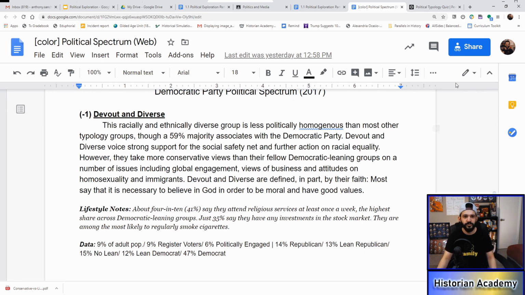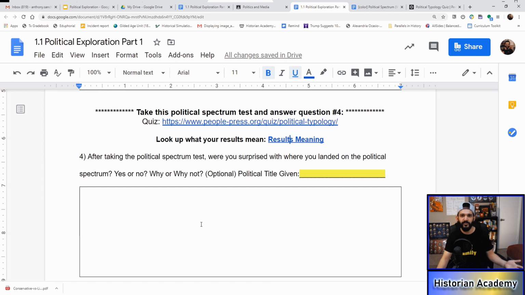Once you have read the short description, go back to the document and read number 4. After taking the political spectrum test, were you surprised with where you landed on the political spectrum? Yes or no? Why or why not? Optional: political title given. You can put the title that you got at the end of the test, and then explain whether or not you agree with it, or were you surprised with it? Does it align perfectly? What was something in the description or the lifestyle facts that you found surprising? Go ahead and write that here. Once you have answered those 4 questions, then you'll move on to part 2.